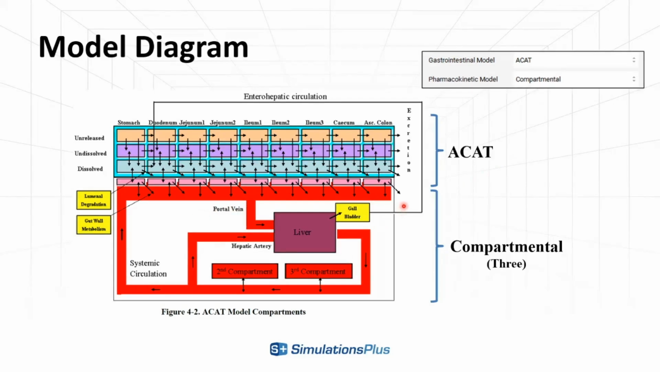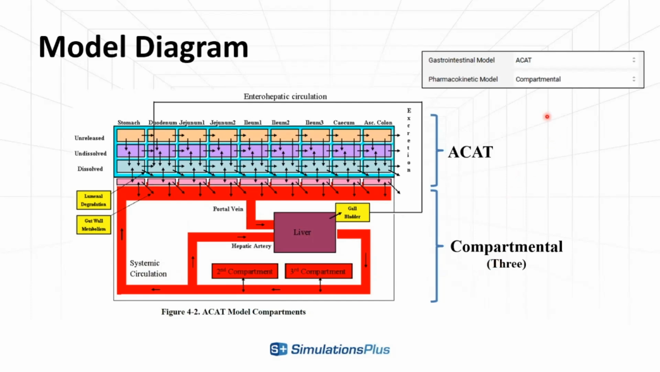On the slide, we can see a diagram depicting the ACAT model connected to a compartmental model in GastroPlus. On the upper part, the ACAT model is represented. Some portion of the drug in the ACAT model will reach the systemic circulation, which is synonymous with the central compartment. Then the drug will distribute to the compartmental liver, and then the drug will distribute to the peripheral tissues based on the compartment number assigned in the compartmental part.